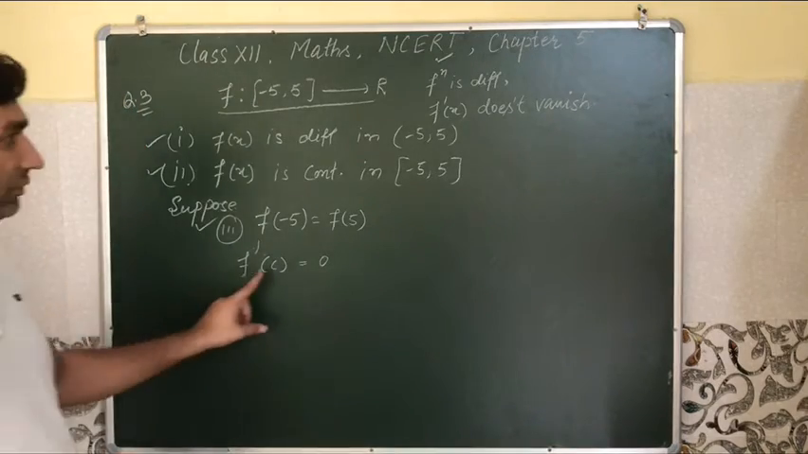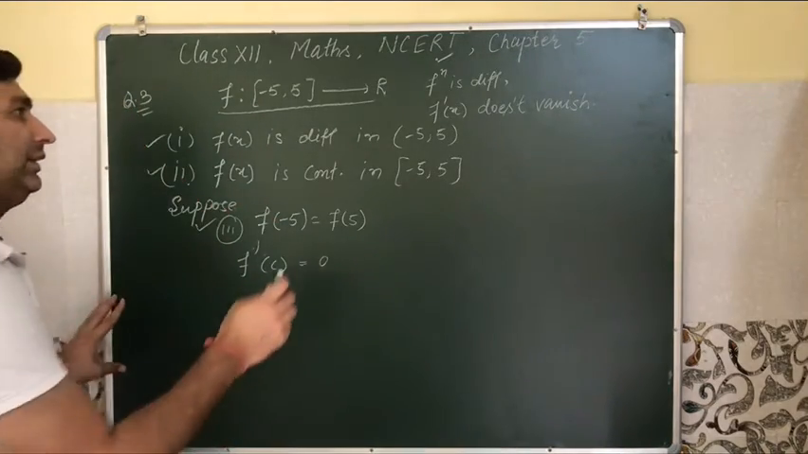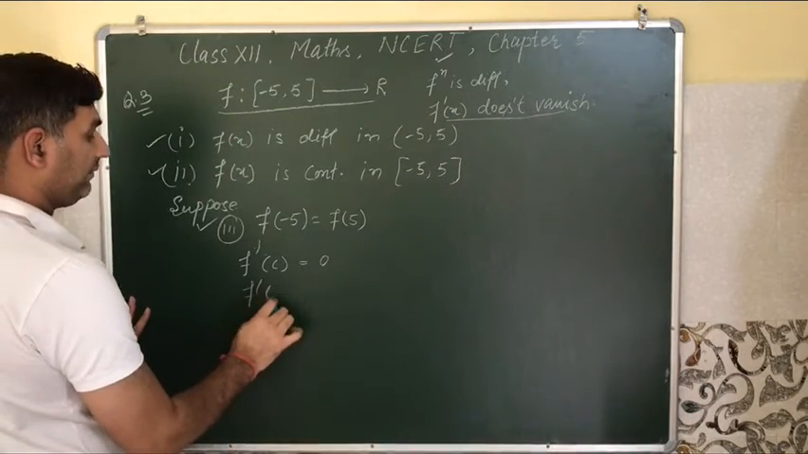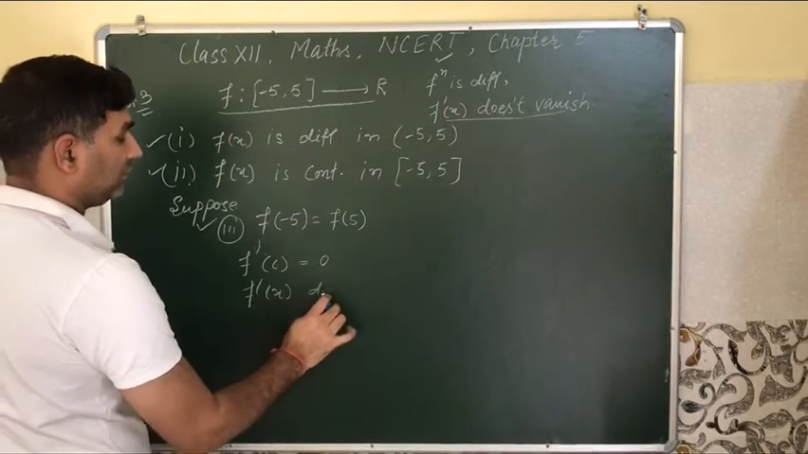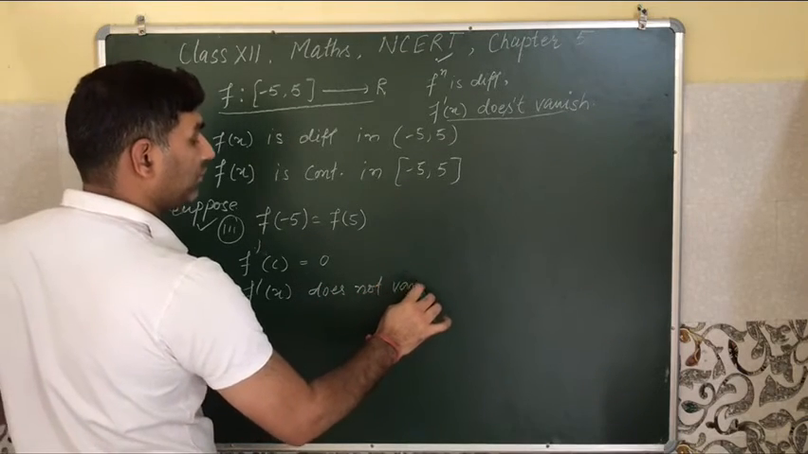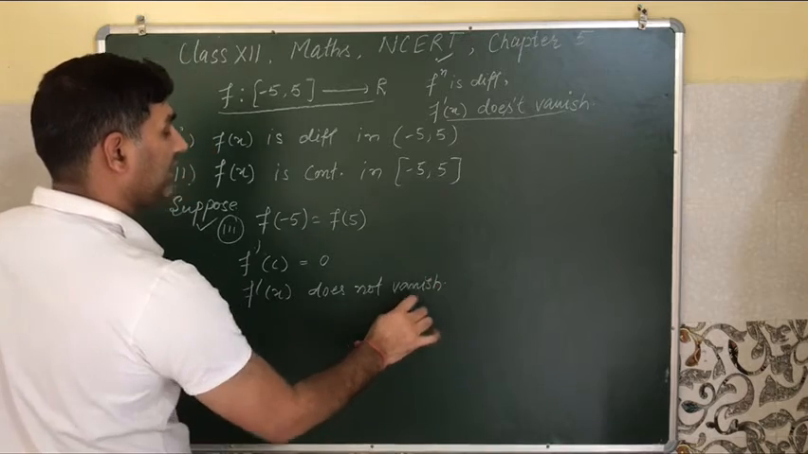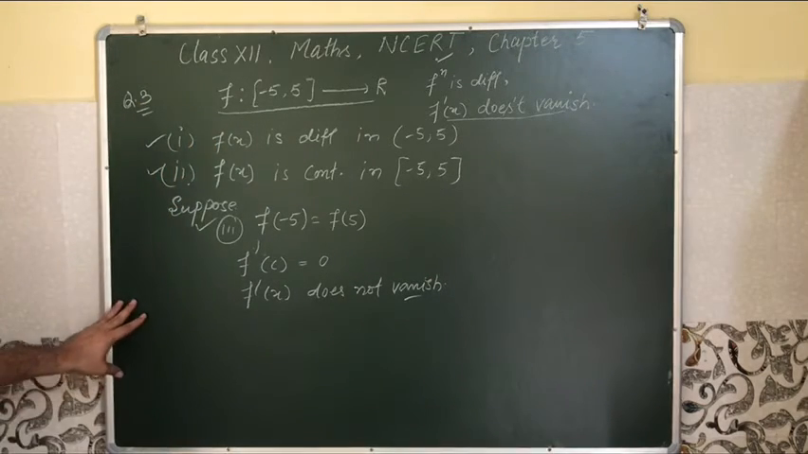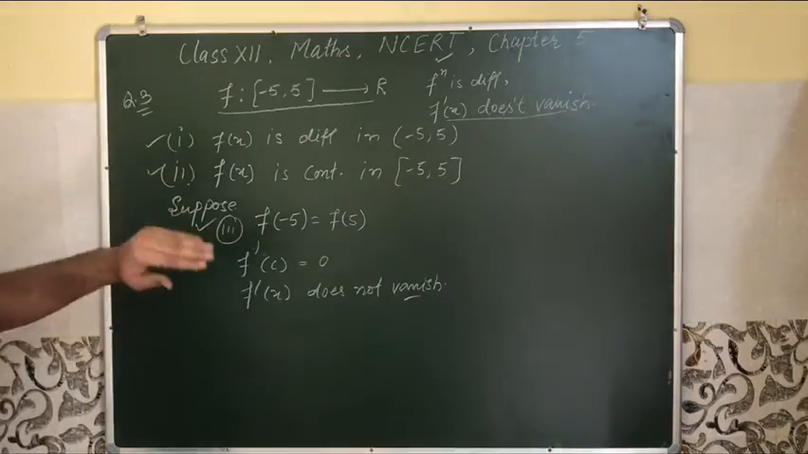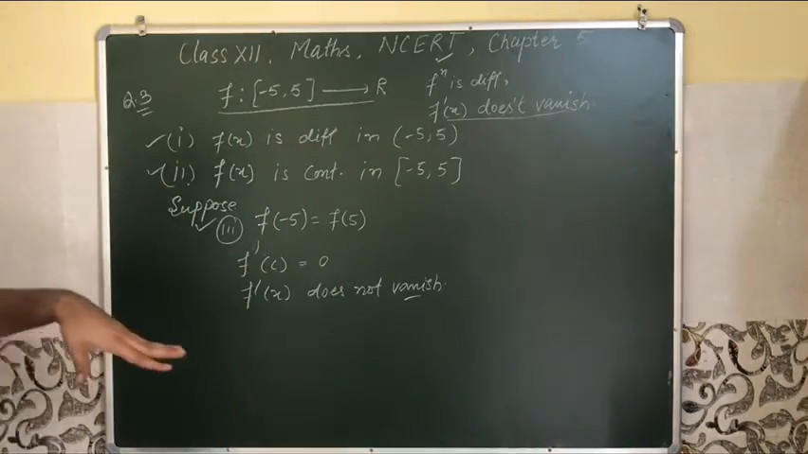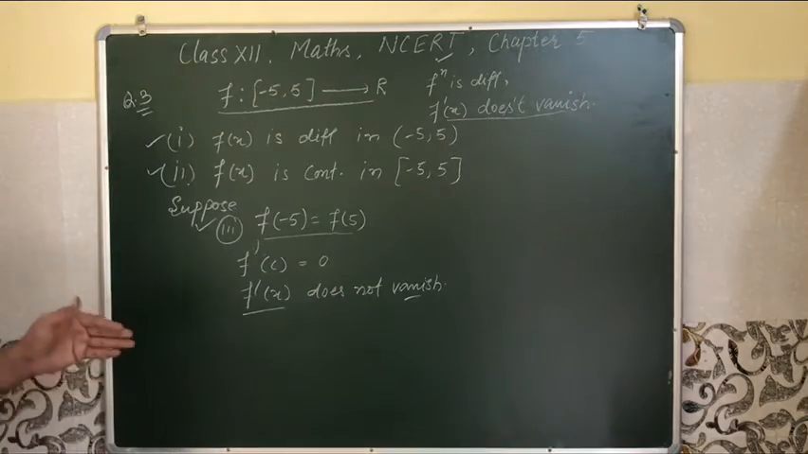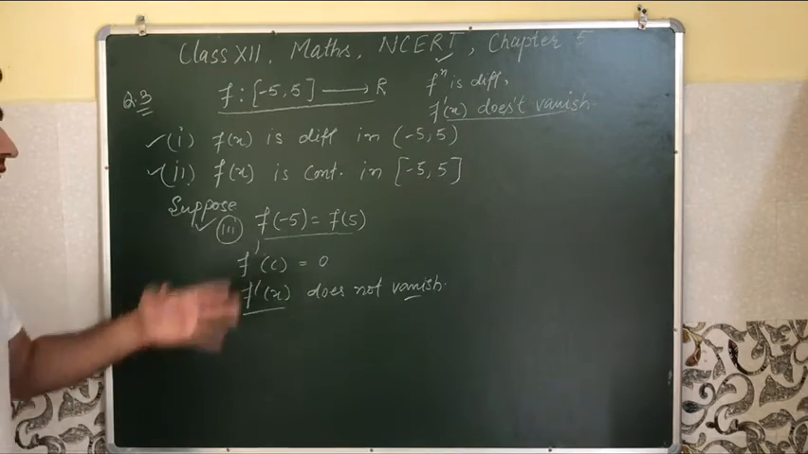f dash c is equal to 0 देगा. But given that f dash x does not vanish, मतलब कहीं भी उसके अंदर कोई वैल्यू नहीं आएगी. f dash c 0 के इक्वल नहीं होगा. That means does not vanish. तो ये कहीं भी एप्लीकेबल नहीं होगा. तो इसका मतलब हमारी एजम्पशन गलत है. हमारी जो सुपोजिशन थी वो wrong थी.